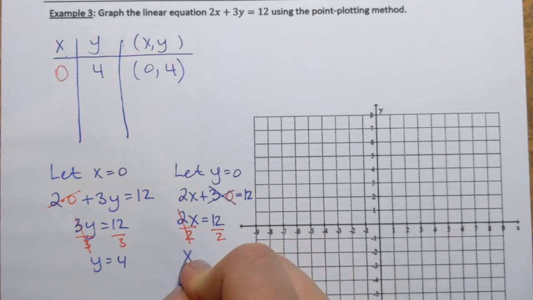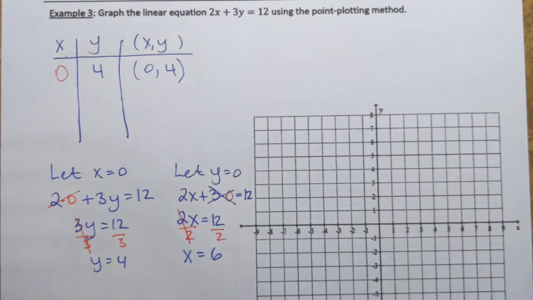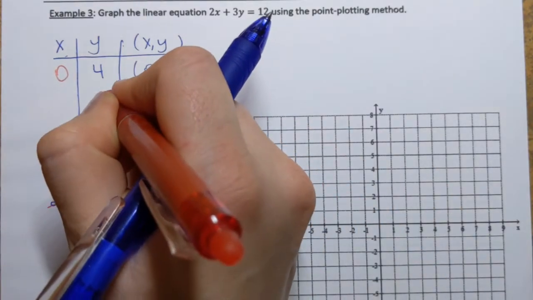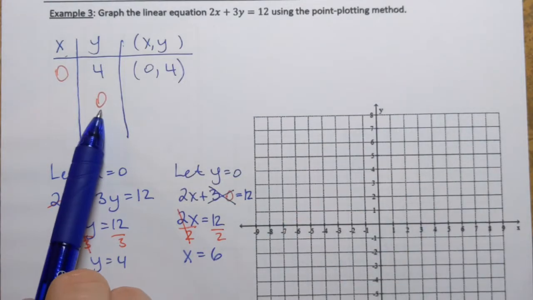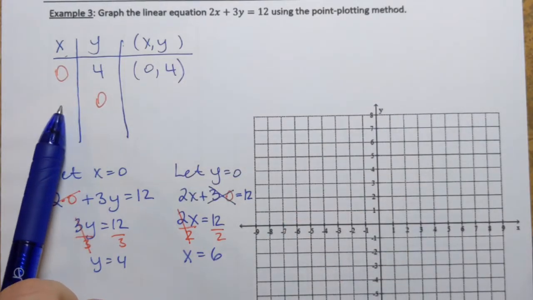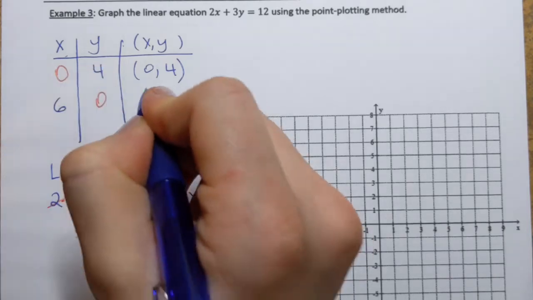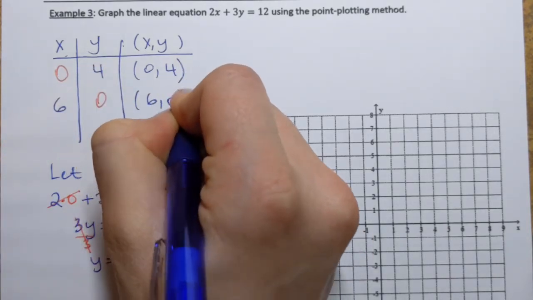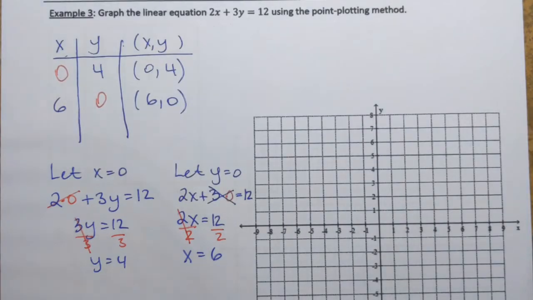And then from here, as I divide by 2 on the left and on the right, I find that x equals 6. So when y is 0, let me place it here, right? I picked 0 for y, and then I found that corresponding x value is 6. So I got (6, 0), like that. Okay, so far we already have 2 points.